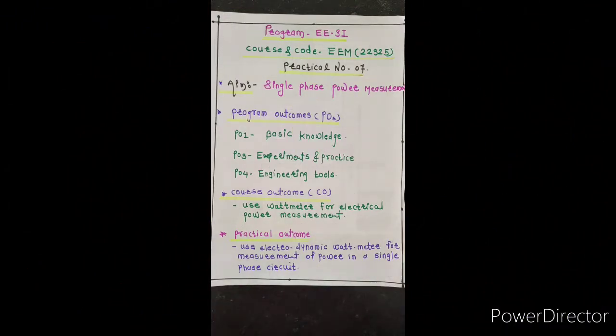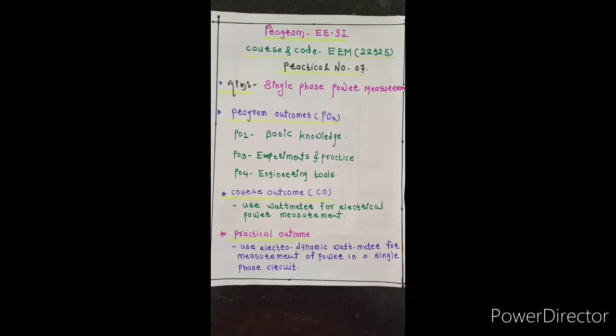Hello students, today we are going to learn the practical of the Electrical and Electronics Measurement subject. The subject has course code 22325. The aim of the practical is single phase power measurement. To study this practical, we have a course outcome: use wattmeter for electrical power measurement.